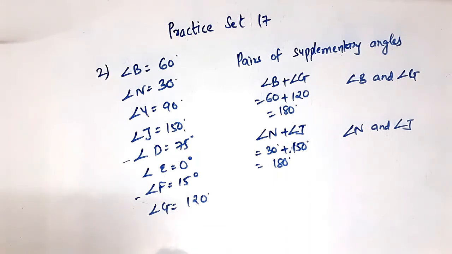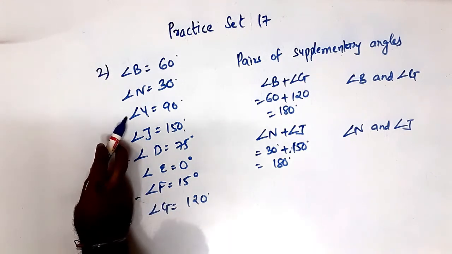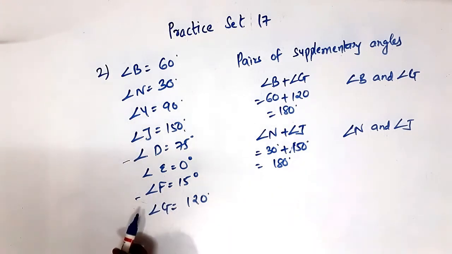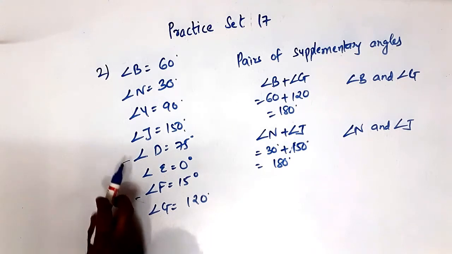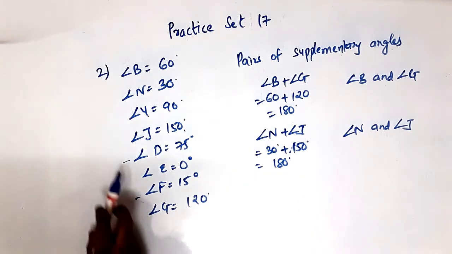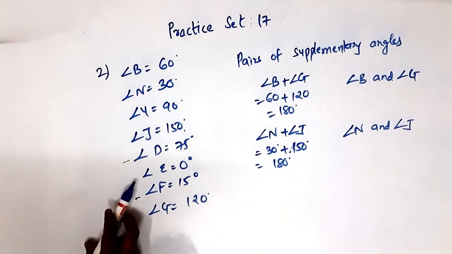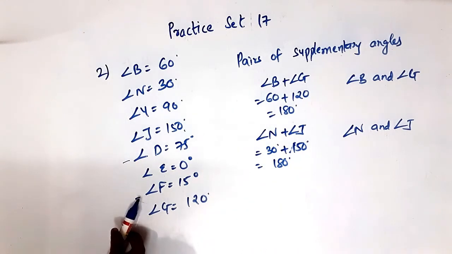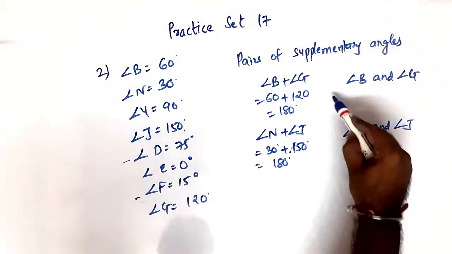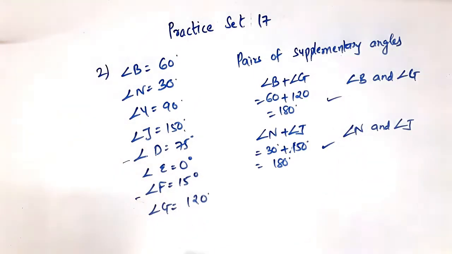Then angle Y is 90, so I cannot get any other angle of 90. Okay, and 150 with 30 I already took. 0 degrees, no, not possible. This also not possible. So these are the only two pairs of supplementary angles that we got. Okay, let us move on to the third one.